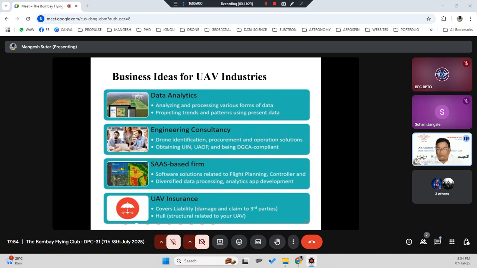So for normal people who are registering their drone, as of now DGCA is not asking for UAV insurance, but in the near future that will become mandatory. Like when we go to the RTO, car insurance or bike insurance is mandatory, and PUC is also mandatory. The same thing will become a mandatory feature for insurance of the drone also. So this is also one of the good opportunities for people to cover.